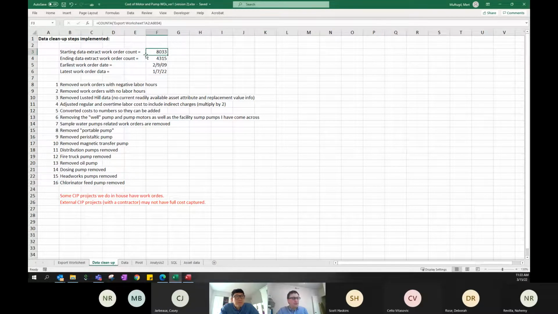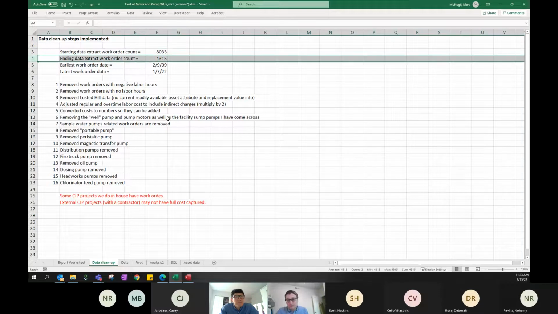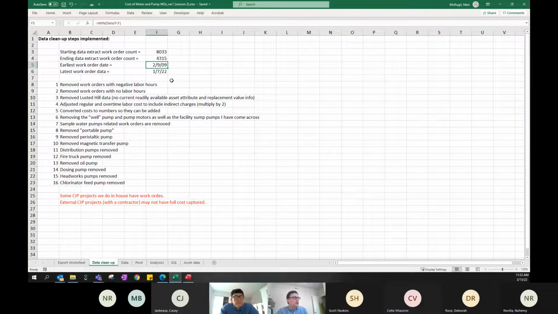So we had 833, and by the time I was done with cleaning, I was actually down to 4,315. So I lost about half of these records along the way to clean up activities. Just for some measure, our earliest work order is from 2009, and our latest work order is from January 22. So we hardly had any 2022 data when I got this extracted a while back.